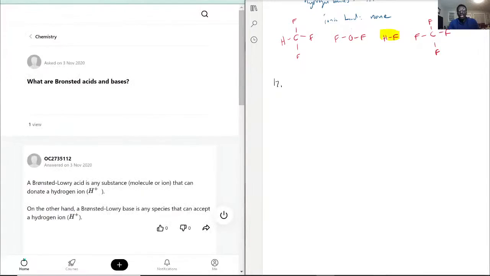So what are Bronsted acids and bases? Okay, so the key thing to understand of a Bronsted-Lowry acid is that it's able to donate a proton. Okay, donate protons.